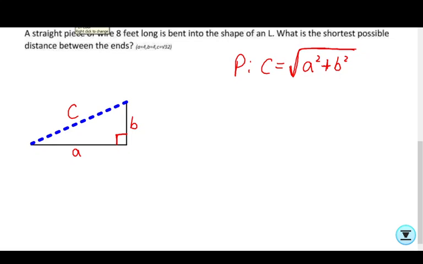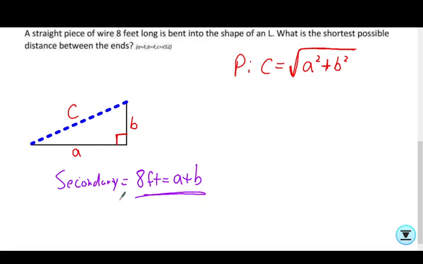What is my secondary? What is my limiting factor? Well, it's the amount of wire I have. So my secondary is basically like the perimeter, where the 8 feet has to be equal to a plus b. You can almost think of it as perimeter, but just for the two sides, since the dotted line is an imaginary distance. It's not an actual wire that we're going to be using. So that's going to allow us to get our primary in terms of one variable.